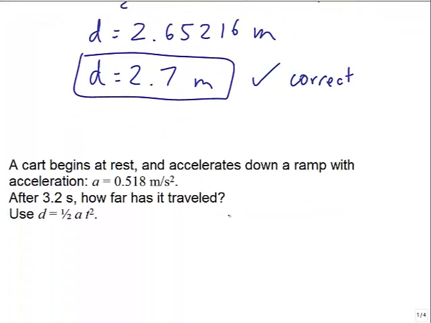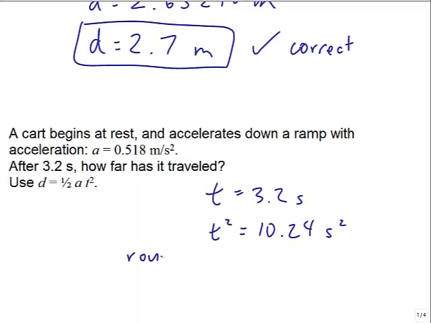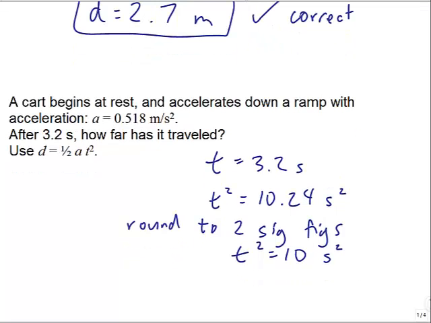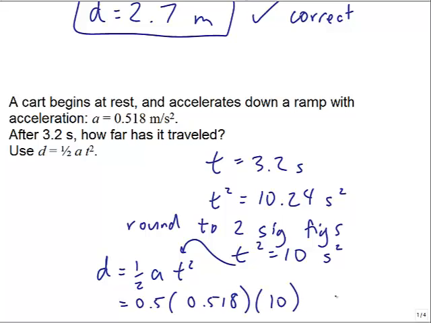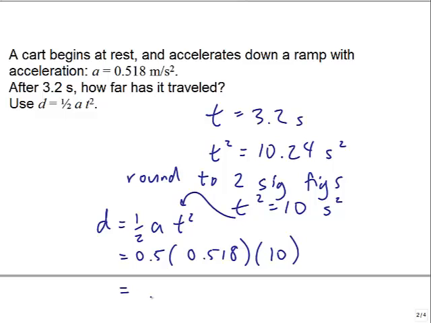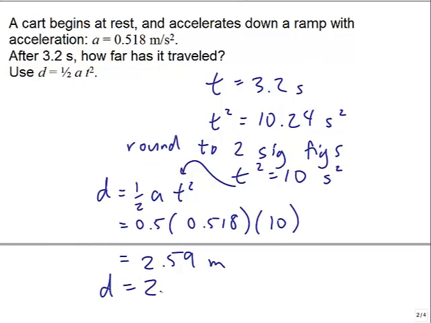So we say that t is equal to 3.2, t squared is equal to 10.24 seconds squared. So if we round to two sig figs, then what we get is t squared is equal to 10 seconds squared. So now we can plug that into d equals 1/2 a times t squared, and we get 0.5, the 0.518 and the 10, and when you work that out you get 2.59 meters, and round that if you want the two significant figures, and you get 2.6 meters.